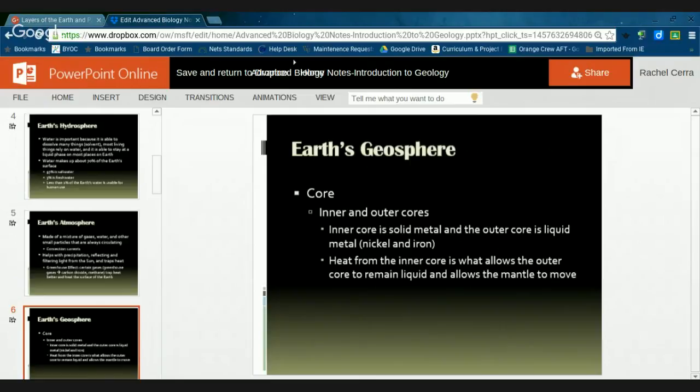The inner core is going to be solid metal, so nickel and iron, and the outer core is going to be liquid metal. So they're made of the same thing, but the inner core is going to be solid, the outer core will be liquid.